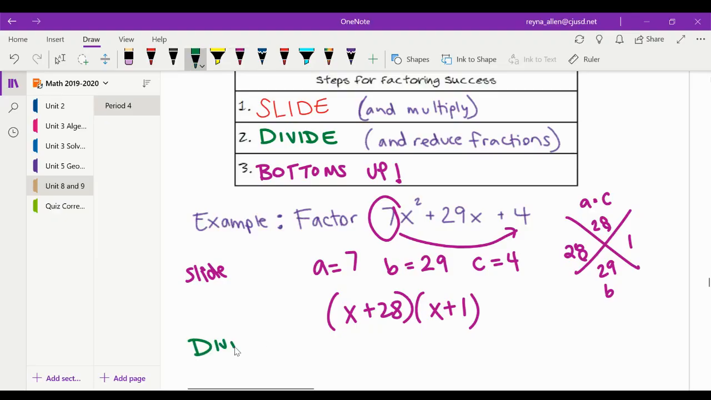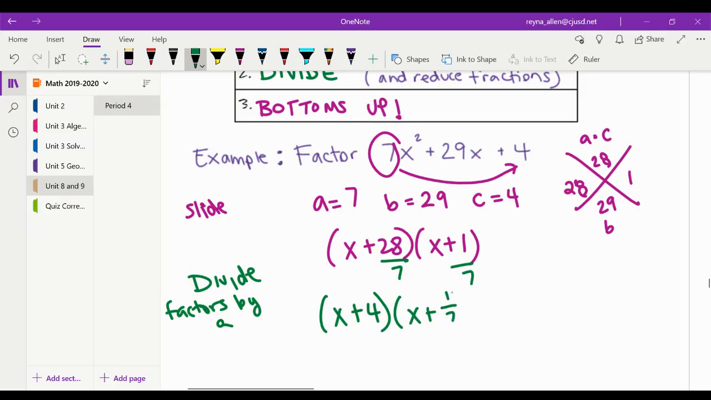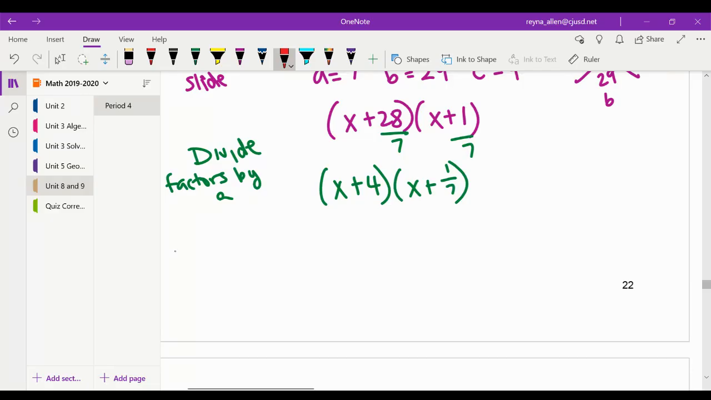Now, my second step is divide factors by your a. So whichever one you slid, we slid the 7, we're going to take 28 and divide by 7, and we're going to take 1 and divide by 7. Everything else will stay the same. 28 divided by 7 is 4. And then we can't simplify this one. And then when we have factors, we don't want it to be a fraction. So that's our last step, which is called bottoms up.